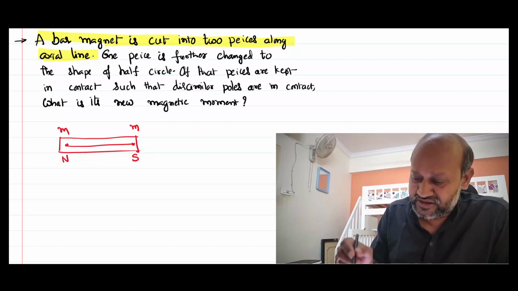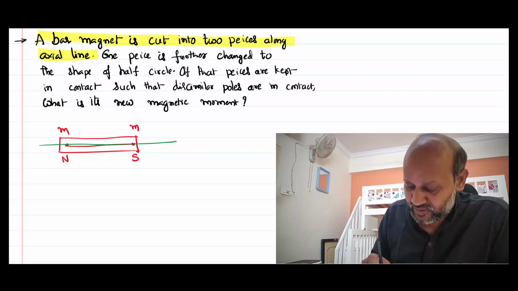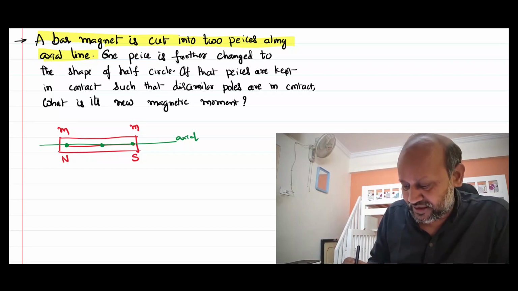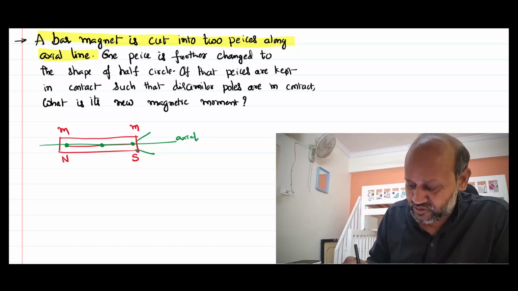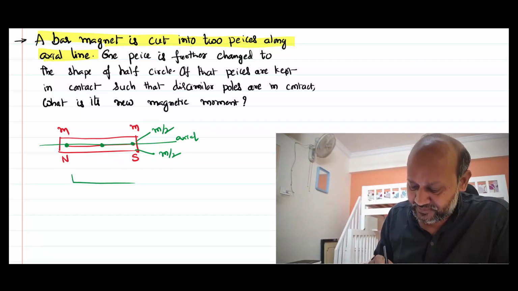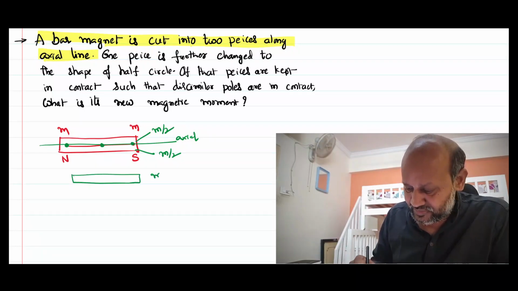Now it is cut along the axial line. What do you mean by an axial line? The line passing through the poles as well as the magnetic center is called the axial line. So when you cut this into two pieces, it will become two pieces, each of pole strength M by 2, and another M by 2. These are the two pieces now.